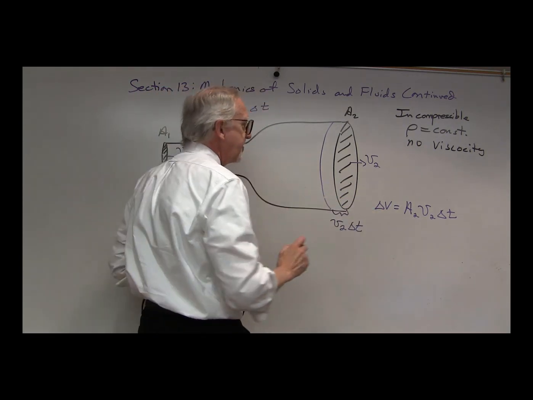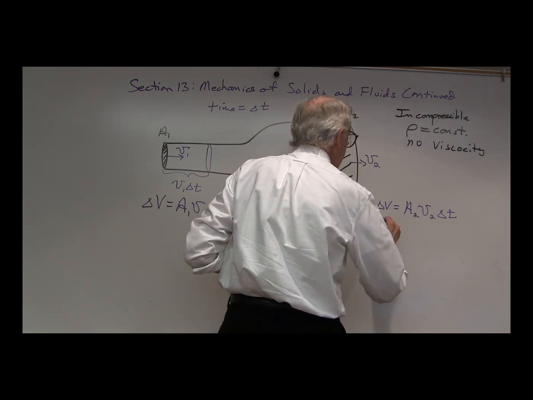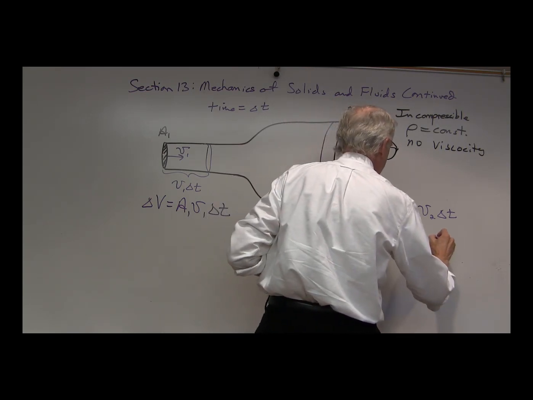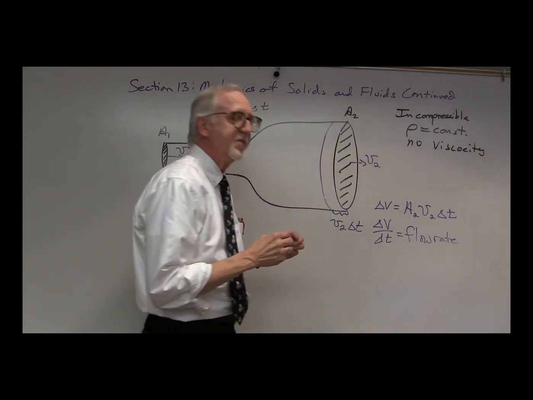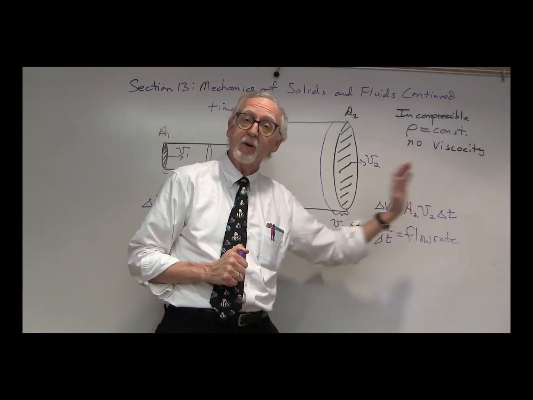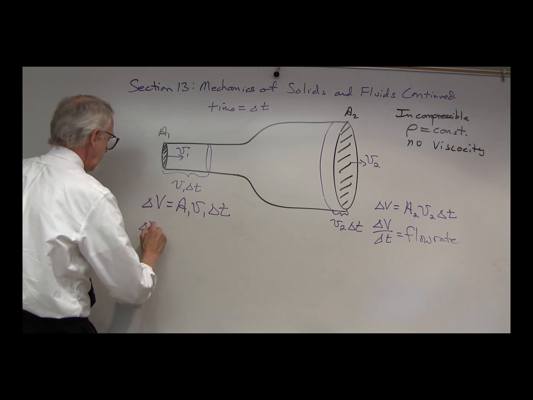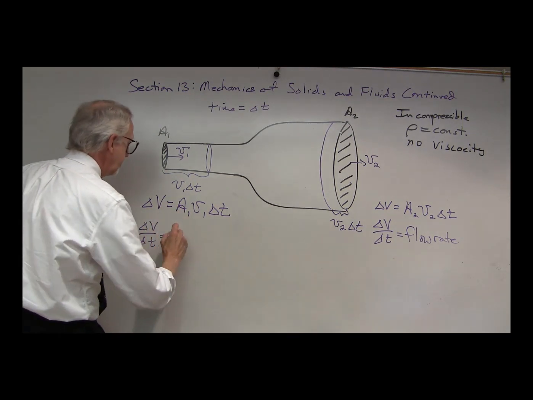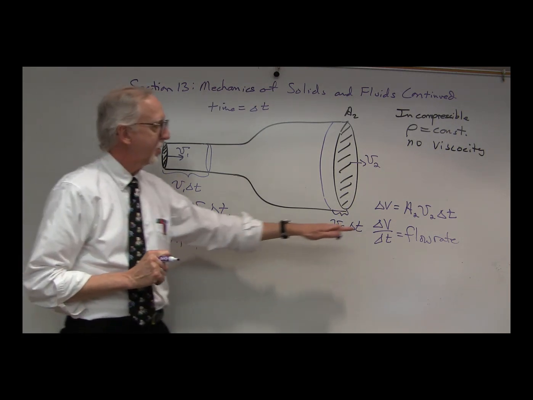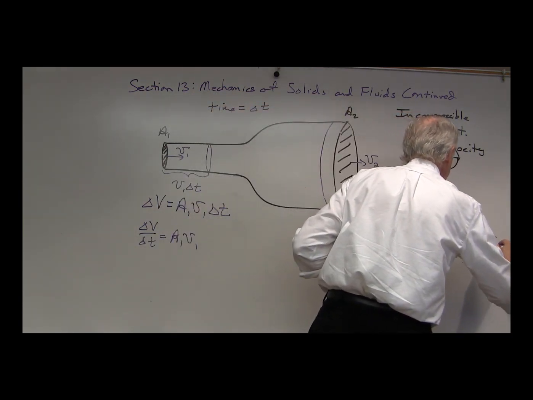Sometimes we might think of this quantity, delta V, not velocity, capital V, over delta t. This is called the flow rate, which is telling us the volume of the liquid per time that is flowing out of the tube. Delta V over delta t. What's the flow rate over here? Delta V over delta t is equal to A1 V1. So we have a flow rate over here of A1 V1, and a flow rate over here, divided by delta t, that is A2 V2.